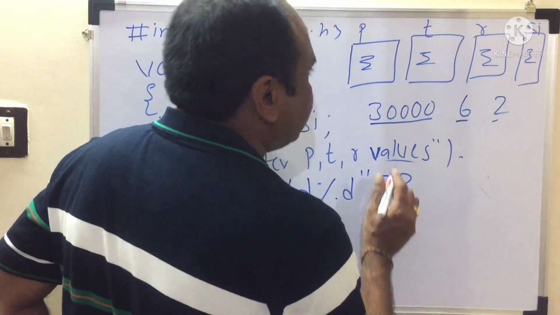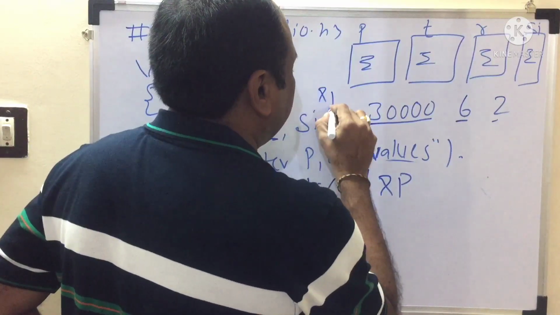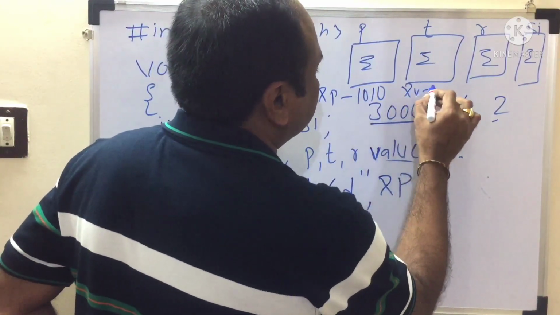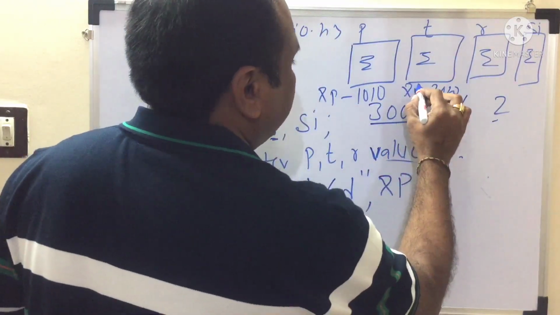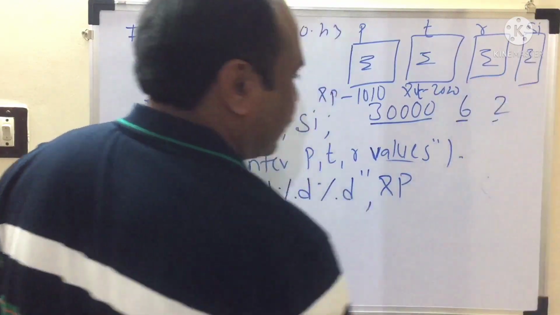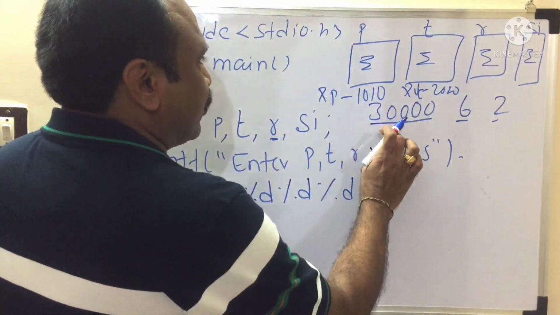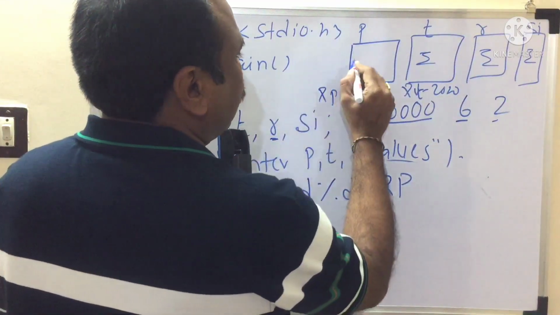Ampersand P means P is having some address. Okay, address of P 1010, address of R some 2020. Every variable has some address: P, T, R and SI each have an address. In the same way, store the first value 30,000 under the name P. Now the P value becomes 30,000.